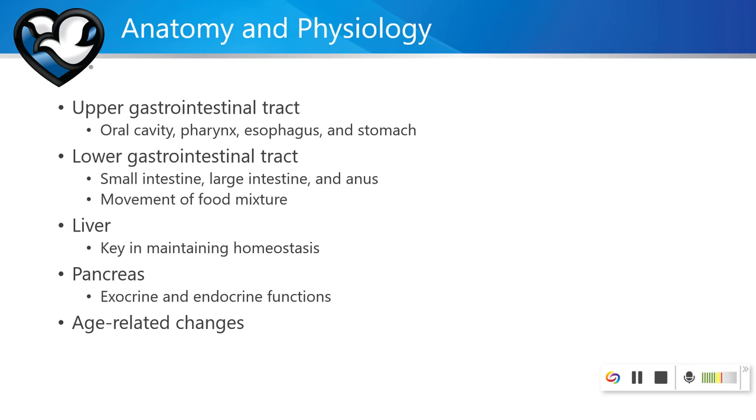The lower GI tract is comprised of the small intestine, large intestine, and anus. The small intestine is the longest of the GI tract, and this length allows for adequate nutrient absorption as the small intestine continues the digestion process. The intestines also receive approximately 10 liters of fluid a day, which includes dietary intake, saliva, and various GI juices. About 90% of the fluids are absorbed in the small intestine and 10% in the large intestine.